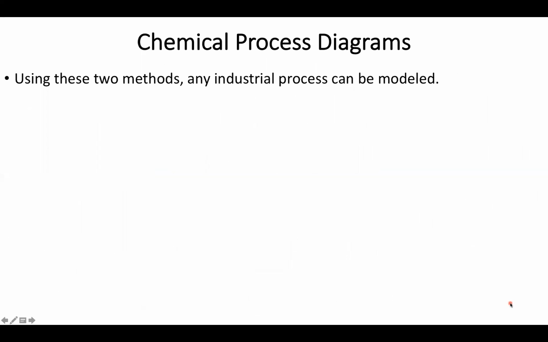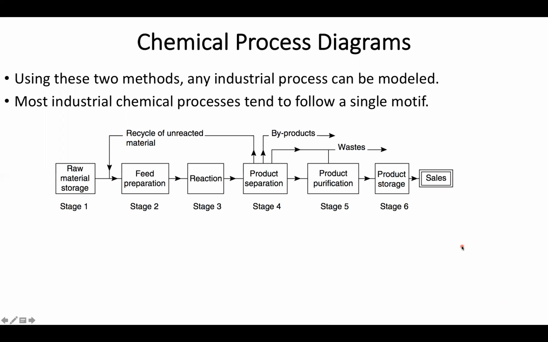So one of the great parts is that just using these two simple ideas of either block diagrams or flow diagrams, I can essentially model or give a pictorial description of almost any industrial chemical process you can imagine. However, it's worth noting that most chemical processes tend to follow a general motif. I'm going to be inputting a raw storage material, which I'm then going to have to prepare in some fashion.